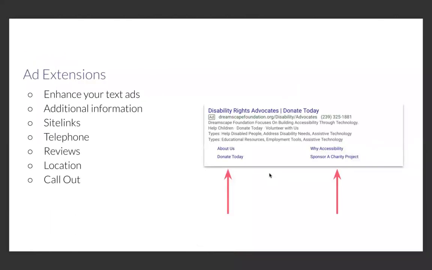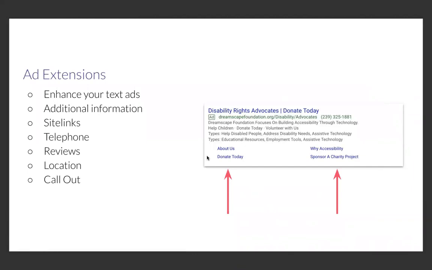Okay, so we also have this thing called ad extensions, and it pretty much enhances your ad. So here you can see an example of some of those ad extensions. These are what we call site links. So it's just this specific ad is going to take me to a specific page, but if someone clicks the About Us, Donate Today, and so forth, it's going to take them to those specific pages. So it's just another way to capture your audience and send them to different sections of your website if needed.